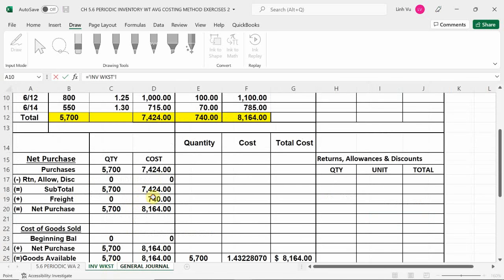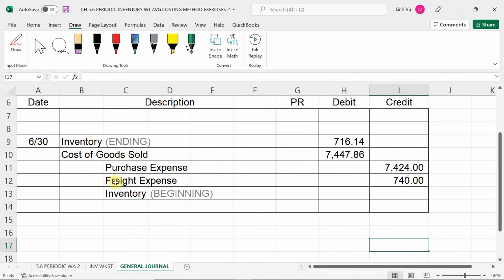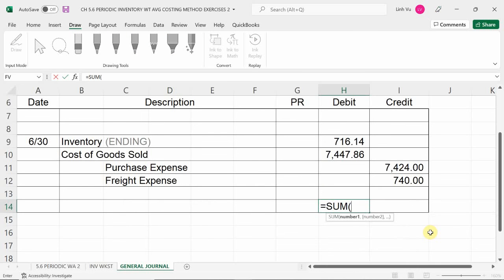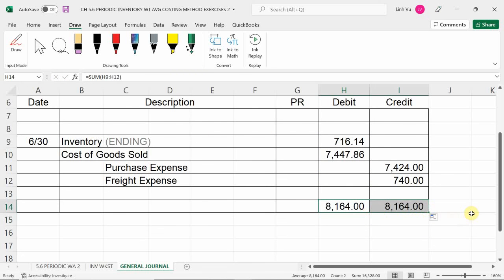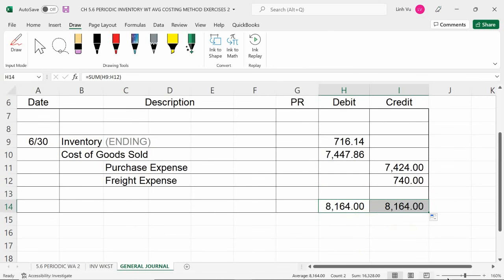It was 740. Good. So again, you don't need a beginning balance because there wasn't any, so you don't need that section there. But let's just double confirm that my total debits match my total credits at $8,164 on the left with an $8,164 on the right. So, good job.